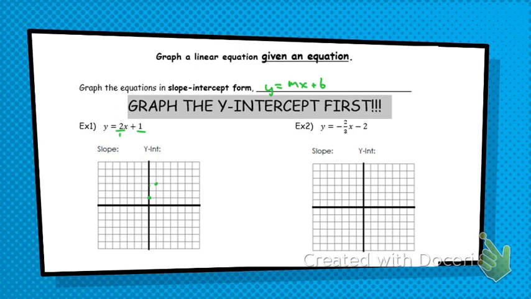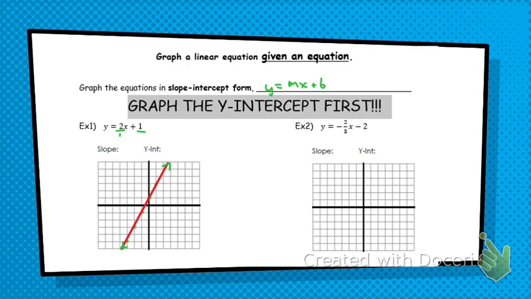I'm going to go ahead and get a couple more points on here as well. You could also go the other direction, fall 2 and run 1 to the left. And get something like that. It's not very good, but yeah. Let's go ahead and put arrows on the end of that.